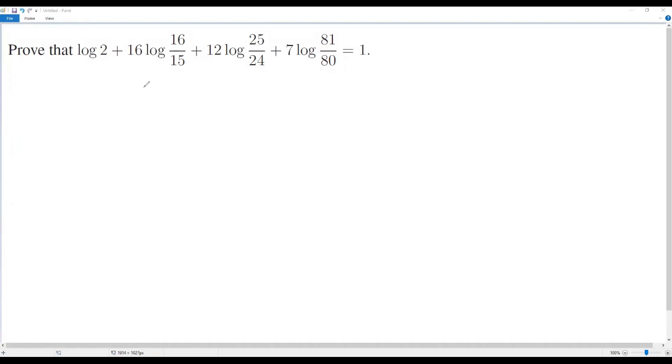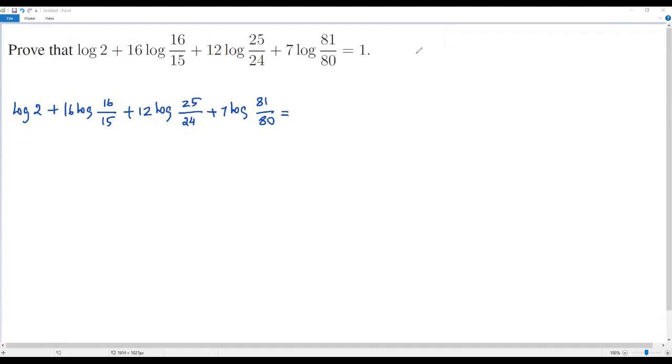Now let me take this expression and evaluate it, and we have to prove its value is 1. Let me write the expression we have on the left side as it is. That is log 2 + 16 log(16/15) + 12 log(25/24) + 7 log(81/80).